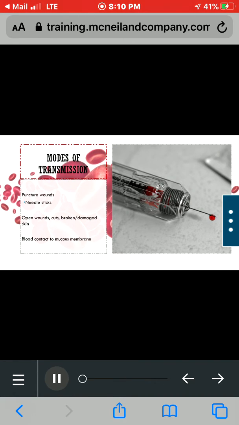To understand how to prevent the transmission of bloodborne pathogens, we must have an understanding of the modes of transmission associated with bloodborne pathogens. Puncture wounds are small wounds, such as needle sticks, that may heal quickly, possibly with very little blood loss. Open wounds, cuts, and broken or damaged skin, such as burns or sores, can also be a route into the body for bloodborne pathogens. Lastly, bloodborne pathogens can be transmitted through the body's mucous membrane, which includes the eyes, nose, and mouth.